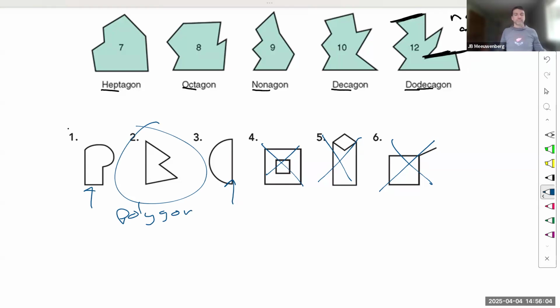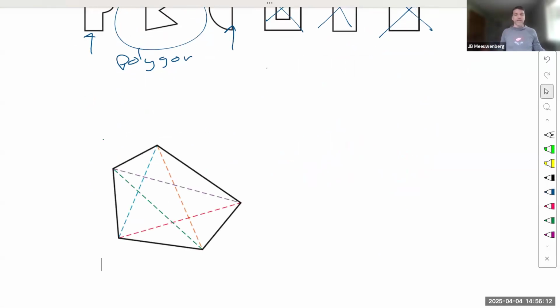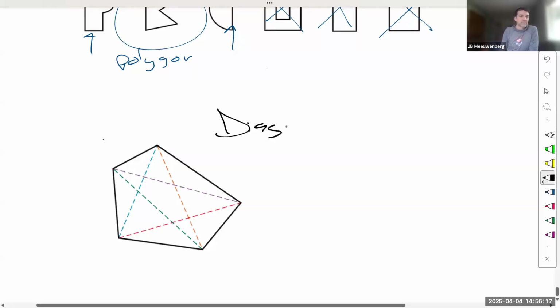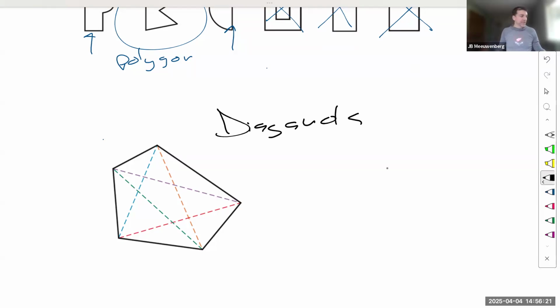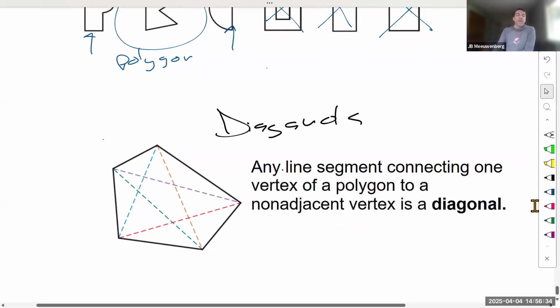So any polygon, other than a triangle, has what we call diagonals. And what is a diagonal? You can see diagonals of this pentagon here. Diagonals are, I'm going to copy the official definition for you. Any line segment connecting one vertex of a polygon to a non-adjacent vertex.